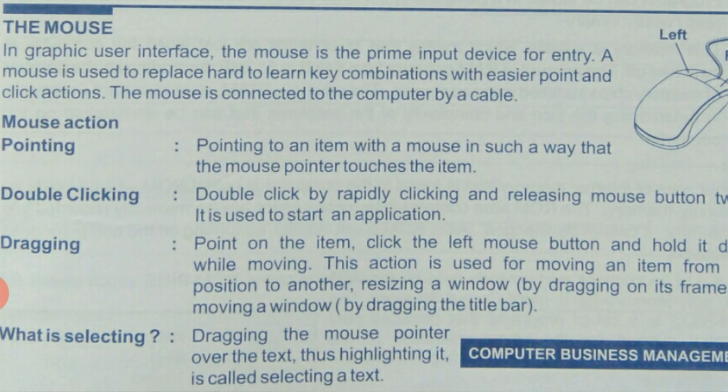Next one is the mouse. In a graphic user interface, the mouse is the prime input device for entry. A mouse is used to replace hard to learn key combinations with easier point and click actions. The mouse is connected to the computer by a cable.